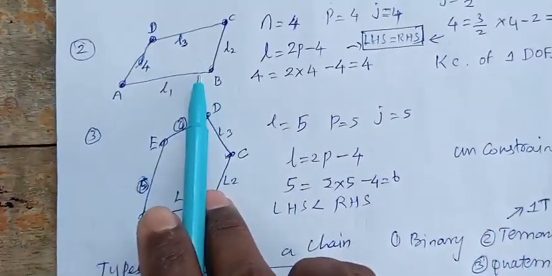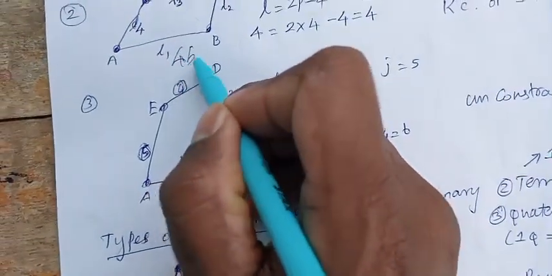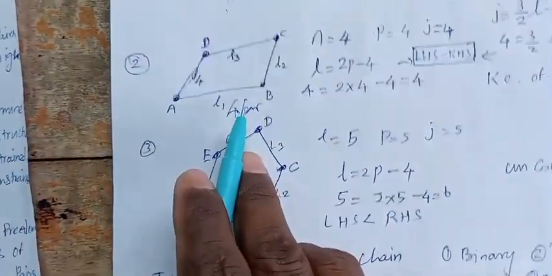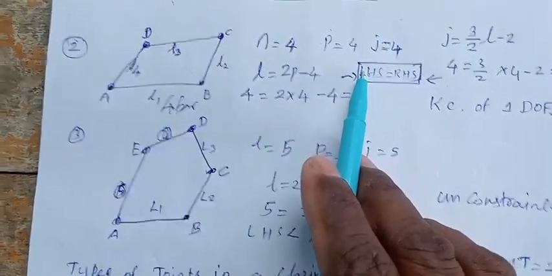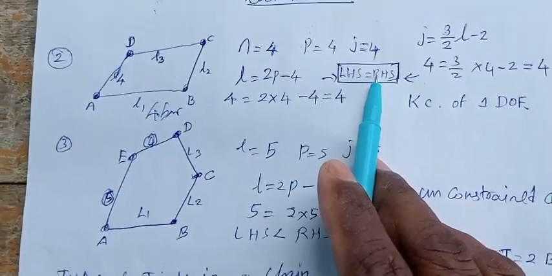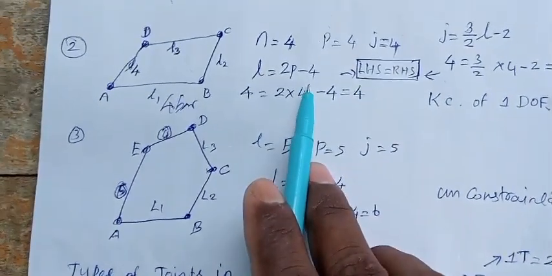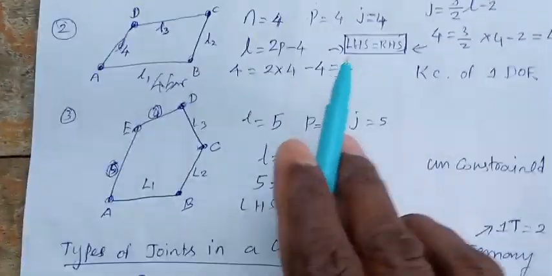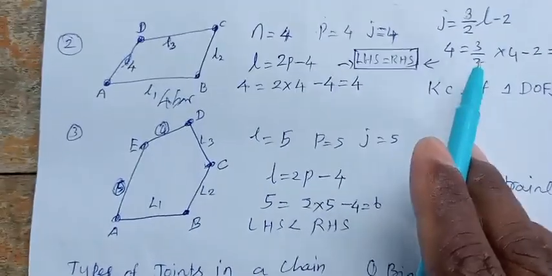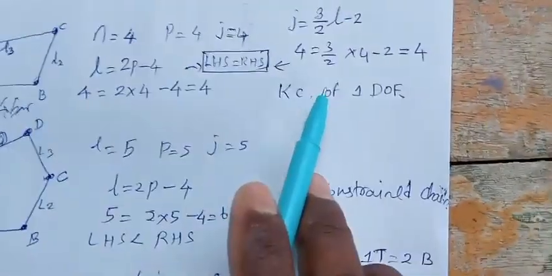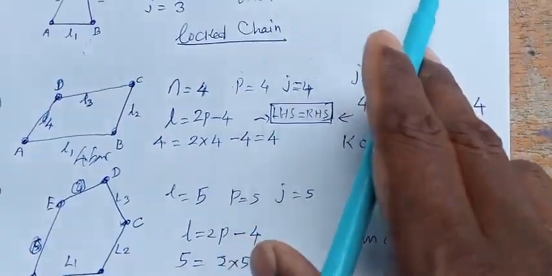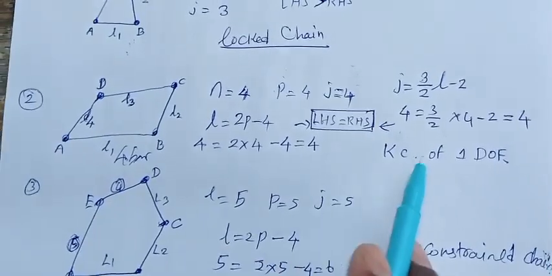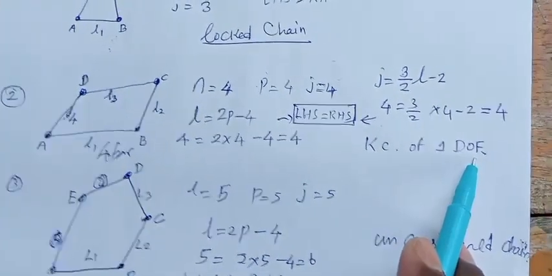This is particularly a 4-bar mechanism. Here the number of links equal to 4, pairs equal to 4, joints equal to 4. So the equation is L equal to 2p minus 4 now. Left hand side equal to right hand side. The other equation is also satisfied. Left hand side equal to right hand side. Right? So it satisfies equations 1 and 2. It's a kinematic chain of 1 degree of freedom.